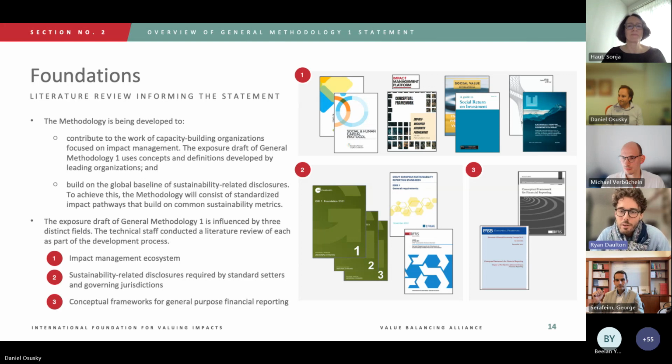The second body of work is the sustainability-related disclosures that are required by international standard setters and governing jurisdictions. We lean heavily on these and think about them as a source of connectivity to our own methodology to make sure we're utilizing metrics that are already collected, measured, and disclosed by corporate entities in the calculation of impacts. And third, as we're developing a coherent and complete system of impact accounting that we think will complement and supplement financial accounting, we leaned heavily on the conceptual frameworks for the 2 main systems of financial reporting, that would be the IFRS and US GAAP.